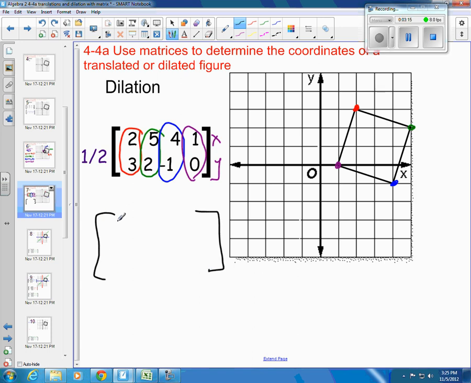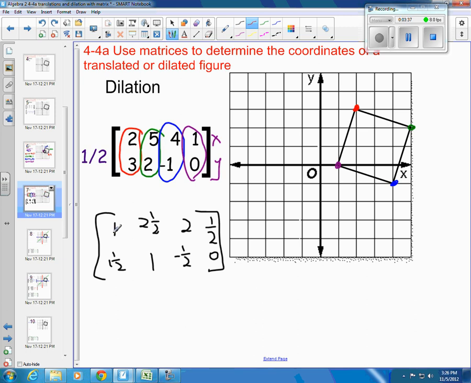And half of 2 is 1. Half of 5 is 2.5. Half of 4 is 2. Half of 1 is 1/2. Half of 3 is 1 and 1/2. Half of 2 is 1. Half of -1 is -1/2. And half of 0 is 0.